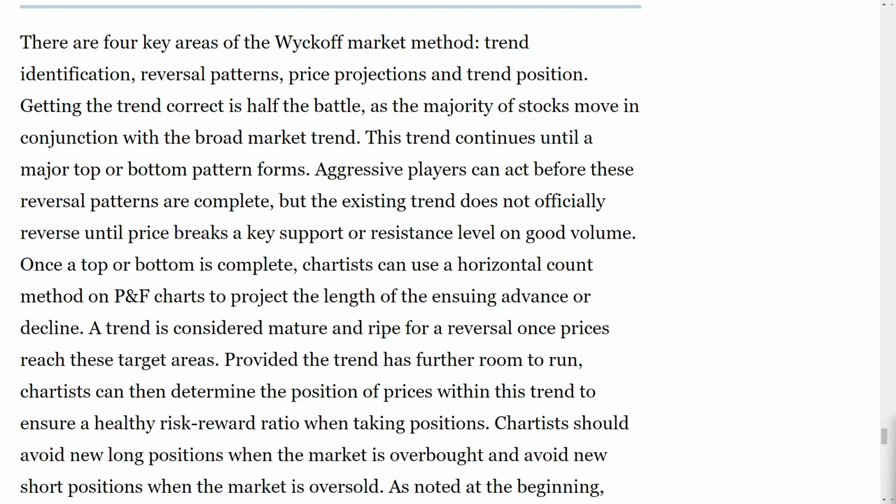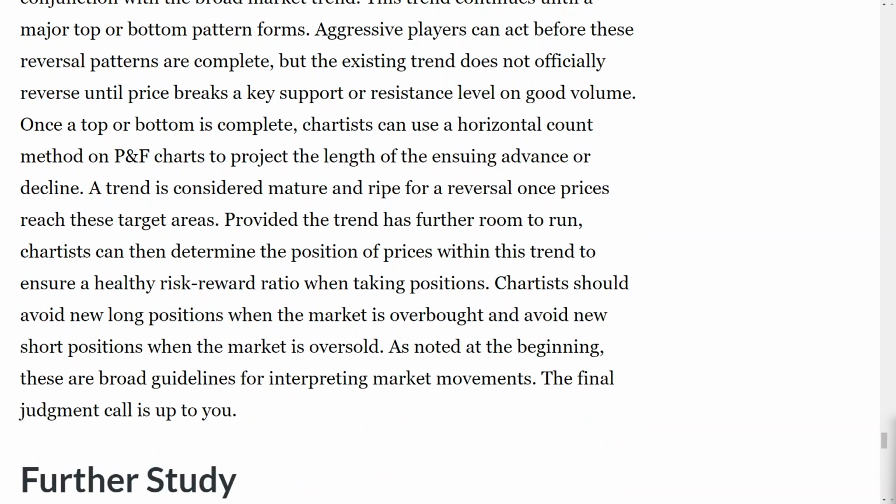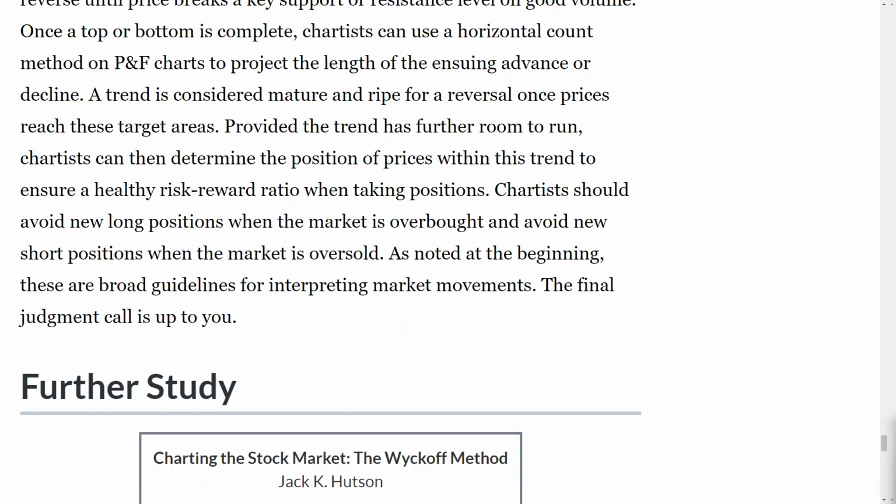Aggressive players can act before these reversal patterns are complete, but the existing trend does not officially reverse until price breaks a key support or resistance level on good volume. Once a top or bottom is complete, chartists can use a horizontal count method on P and F charts to project the length of the ensuing advance or decline. A trend is considered mature and ripe for a reversal once prices reach these target areas.